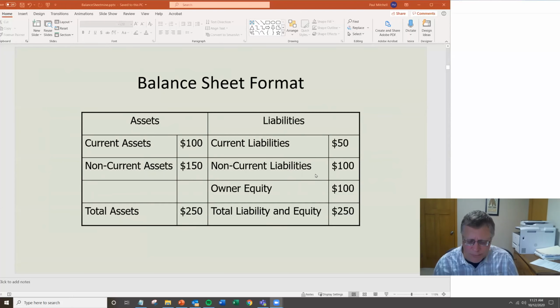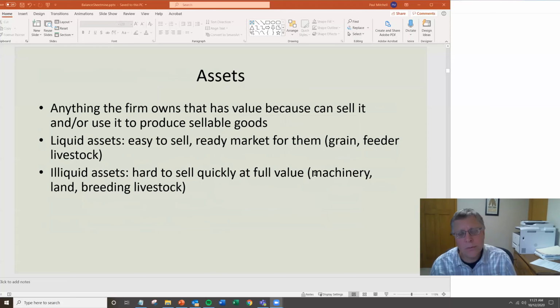So, like I said, this is very simplistic, but it illustrates the concept very clearly. What is an asset that we put on the left side? Anything the firm owns that has value, because you can sell it or use it to produce other sellable goods. Again, you split them into liquid and illiquid ones. Liquid ones are easy to sell. There's a ready market for them. Grain, feeder livestock are good examples. You can pretty much sell some corn or soybeans or large feeder fed cattle almost any day of the year somewhere within a nearby market for an area like Wisconsin.